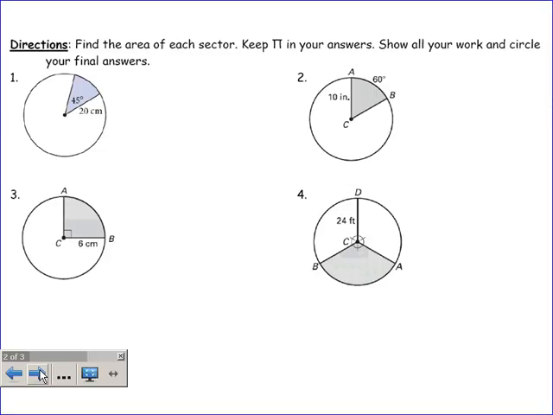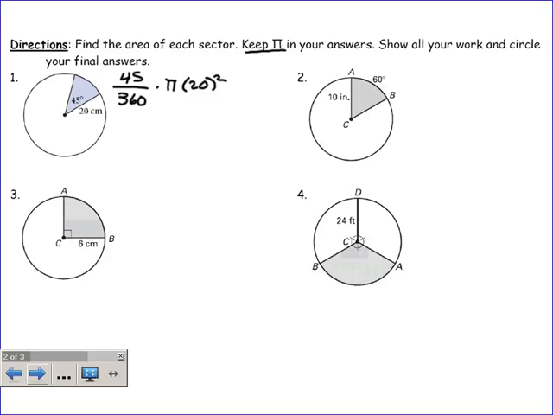So the first one here, I would just say, well, this little sector is 45 degrees. So I'd say 45 over 360. That's the circle fraction. We're going to multiply by pi r squared, so that'd be pi times 20 squared. It does say to keep pi in your answers. Show all your work, circle your final answer, so it should be okay.